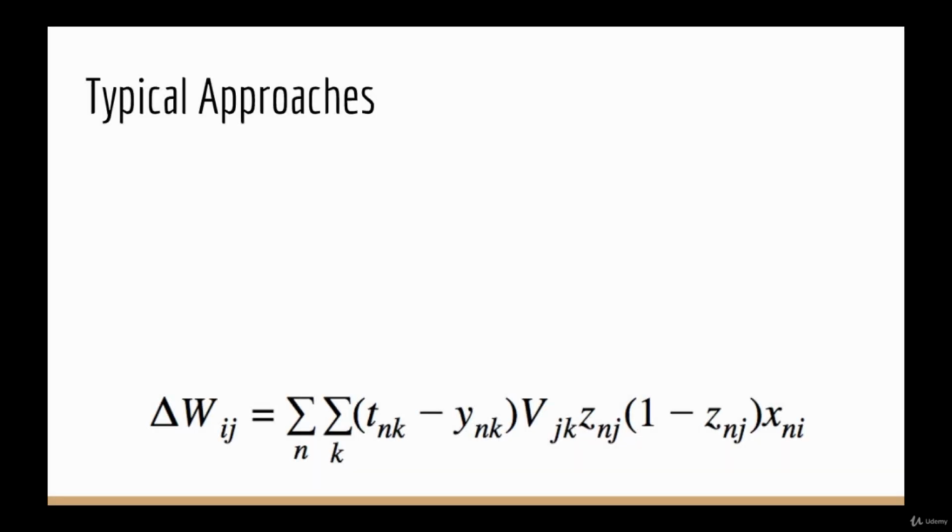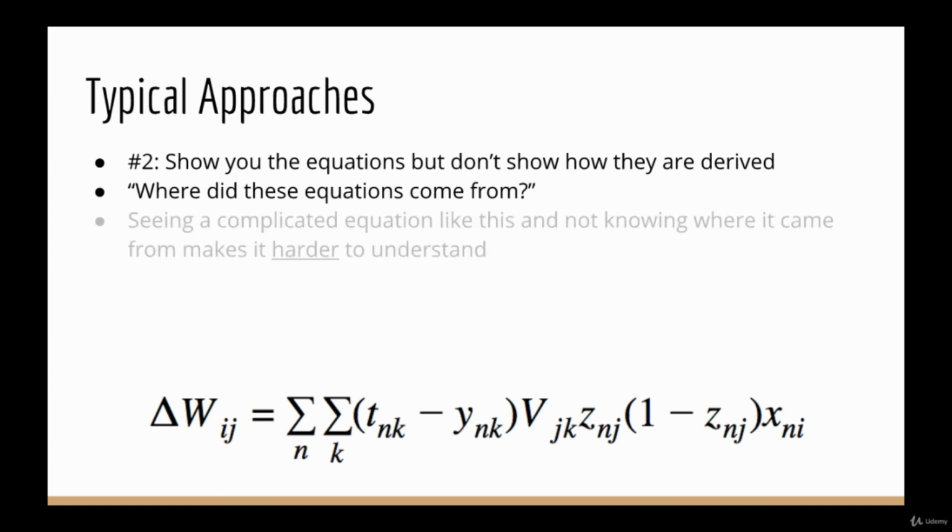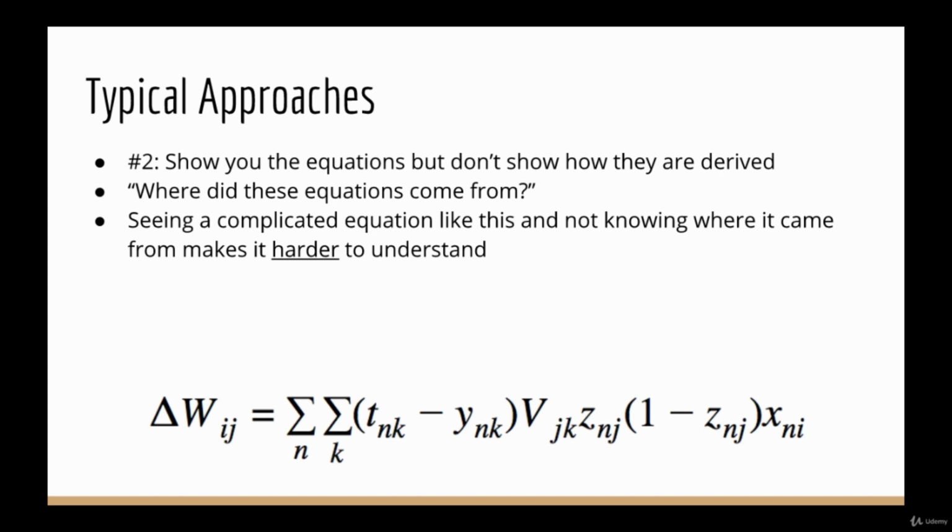The number 2 approach I see is that you are provided with the update equations for backpropagation, and then you're given the pseudocode, which is basically to run through the same loop again and again. While this is a little better, it's still unsatisfactory. The most astute among you will dig deeper and ask, well, where did these equations come from? Why are these the update equations? Why not some other equations? Why are they this way and not some other way?